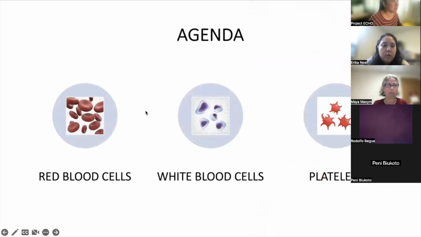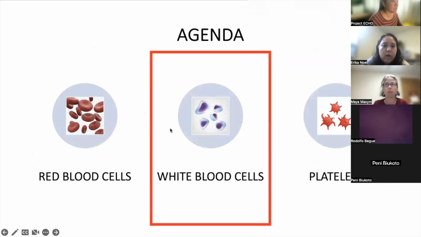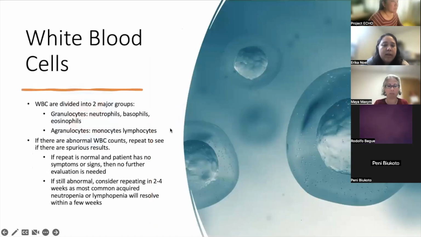I'm going quickly through these because I do want to make sure we have some time for questions. The next section is for white blood cell count. This is also quite a bit of a section because there are components within the white blood cell count that are quite extensive. So as you know, the white blood cell count is divided into 2 major groups, granulocytes and agranulocytes.